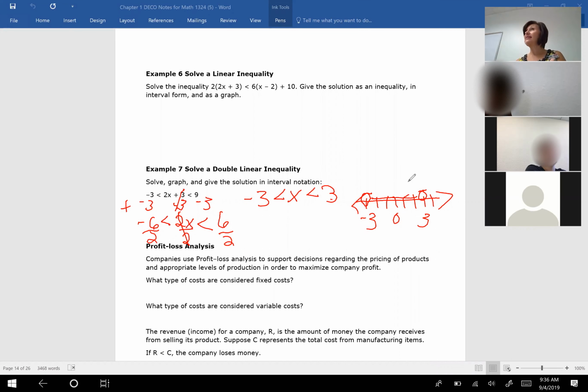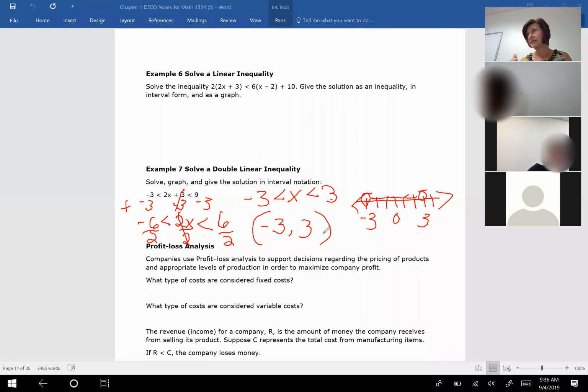Now, how do you write that in interval notation? I start at -3, I go to +3, and what does that need to be enclosed by? Parentheses or brackets? Parentheses, because it didn't have the or equal to. If it had the or equal to, then it would be brackets. Okay, did you guys get that in Terrell? Yes? Okay, so does that help a little bit?